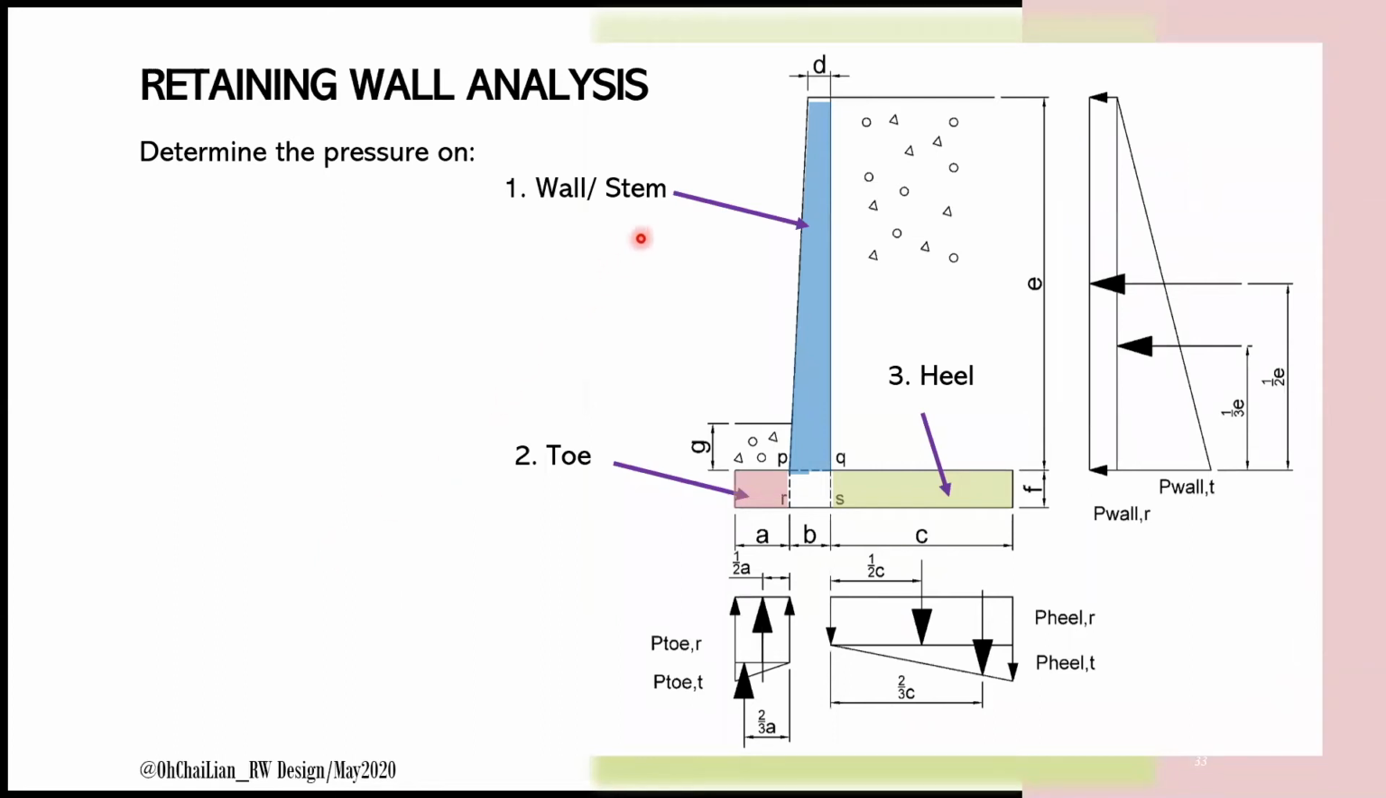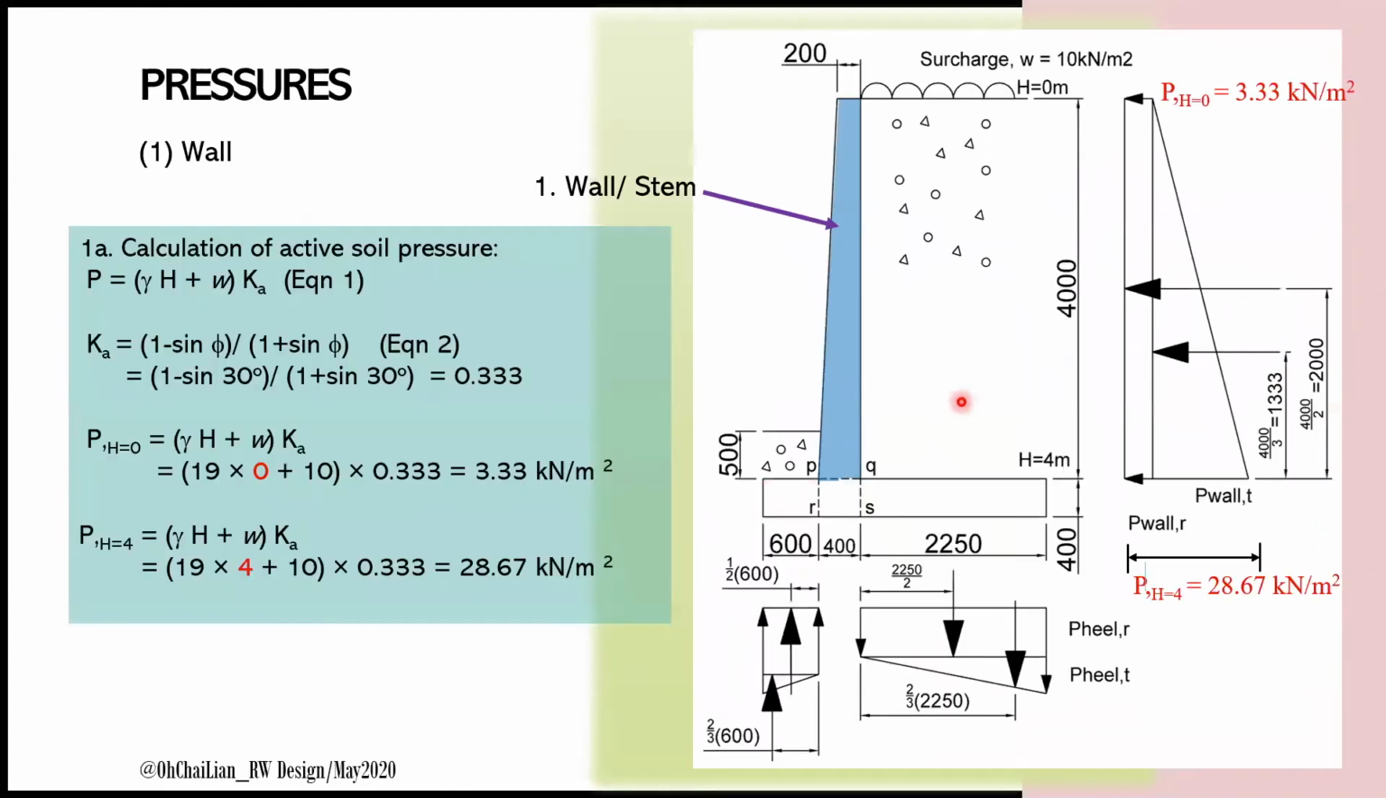The pressures acting on the wall or stem, toe, and heel need to be determined. The pressures acting on the wall are exerted by the soil and surcharge. The active soil pressure can be calculated using equation 1, which requires gamma, the density of the soil, h, the depth of the soil measured from the topmost of backfill, w, the surcharge, and the Rankine active pressure coefficient Ka, which can be obtained using equation 2 that requires information on internal friction angle, phi.